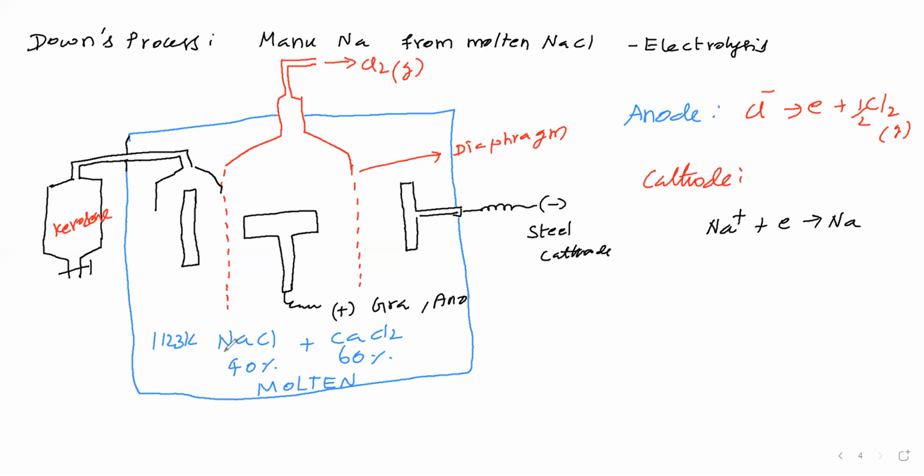So sodium goes to the cathode for cathodic reduction, and we are collecting the sodium under the kerosene. This process is called the Downs process. In this Downs process, we are manufacturing sodium from sodium chloride. Next, we will go for the manufacture of sodium hydroxide.